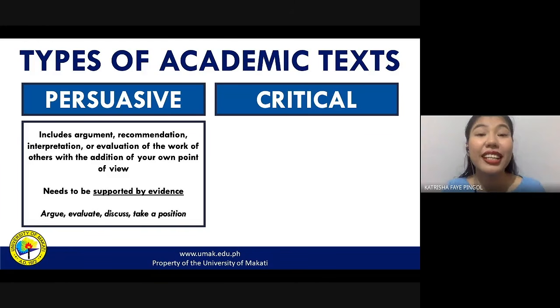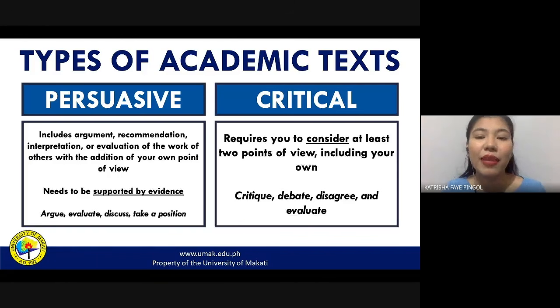Lastly, we have critical academic texts. Critical academic texts simply require you to consider at least 2 points of view. Okay, as a reader and as a writer, you have to consider at least 2 points of view, meaning a point of view of another, and of course, your own point of view. Now, in other words, it could be argumentative in nature. All right. So, example keywords that might be included when you are writing in a critical academic text include critic, debate, disagree, and of course, evaluate.